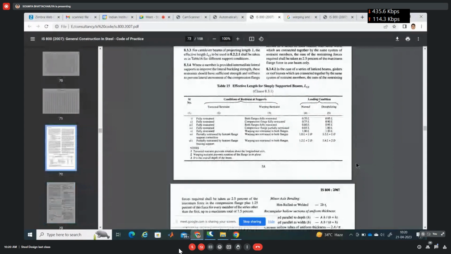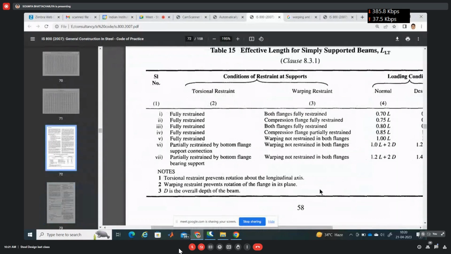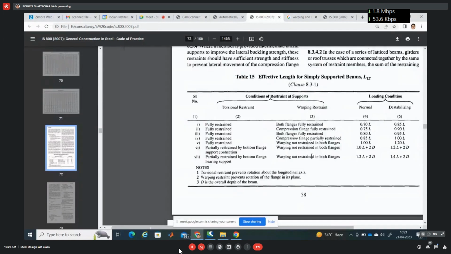But for effective length of beams for lateral torsional buckling, it is not the hinge or fixed type of criteria. It is dictated by torsional restraint and warping restraint. Torsional restraint prevents rotation about the longitudinal axis, and warping restraint prevents rotation of the flange in its plane. I'm reading this again. Torsional restraint prevents rotation about the longitudinal axis. So that means it prevents the twisting.